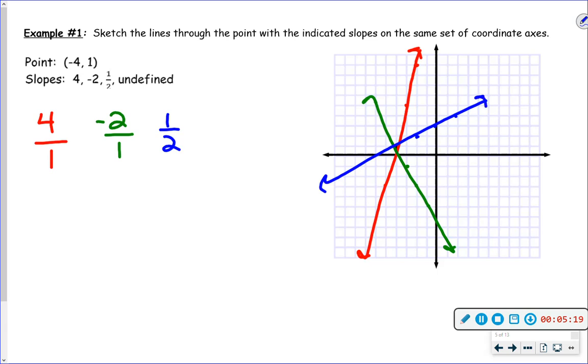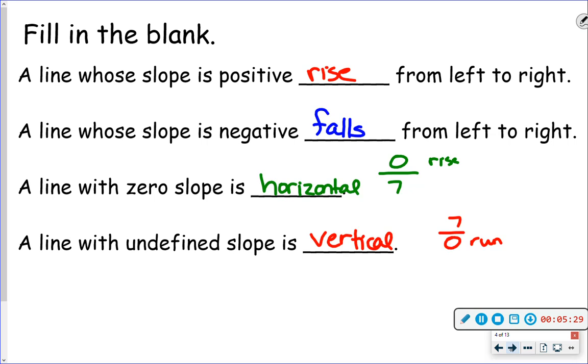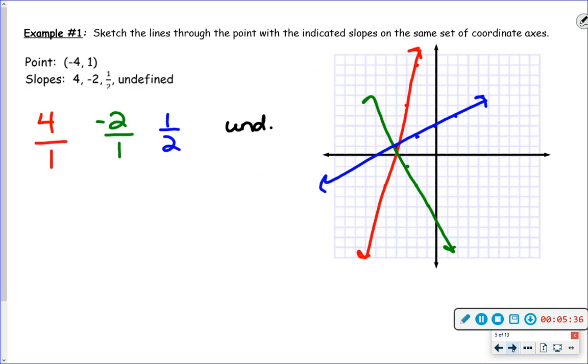Pretty much lost my black dot under all of that, but it's okay. All right, and I'm going to do undefined in black. Now don't let undefined scare you. We just talked about it. Undefined slope is a vertical line. So I'm just going to draw a vertical line through this black dot, which is right in the middle of all this.